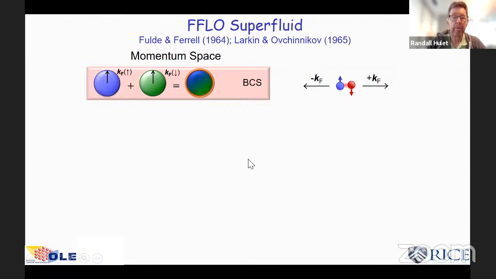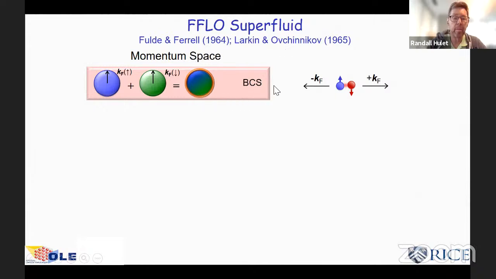All right, so the FFLO superfluid was first proposed by two groups independently, Fulde and Ferrell in 1964, and Larkin and Ovchinnikov in 1965, about the same year, and then it was translated. So roughly about the same time.